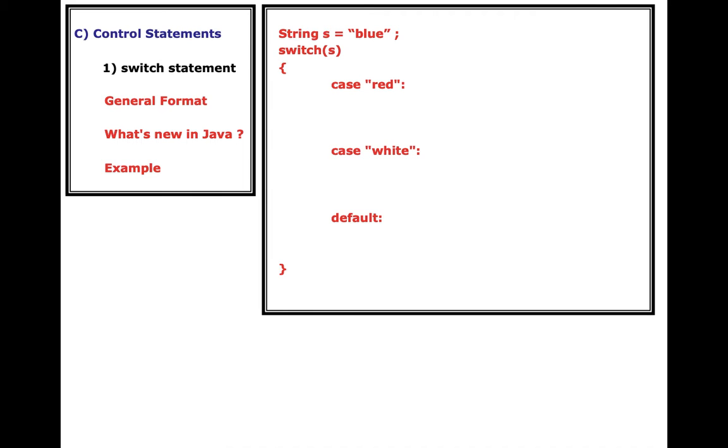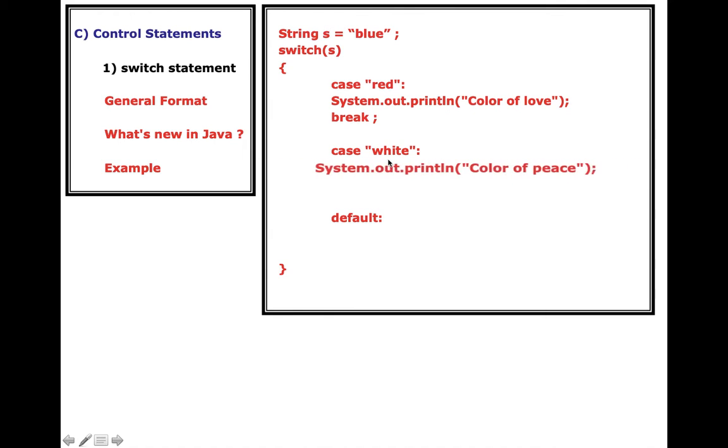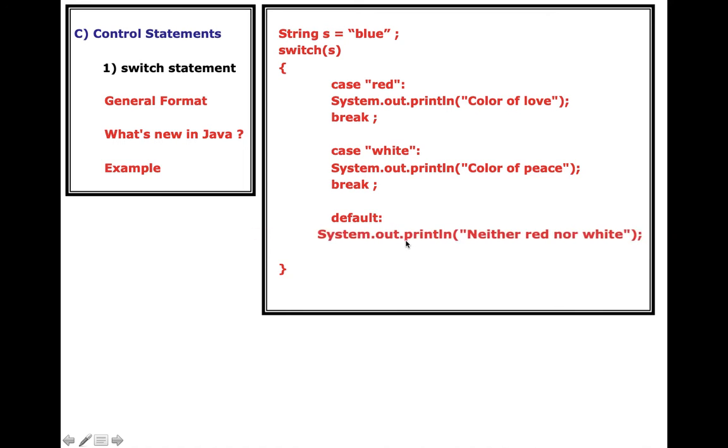No, it is not. So these two statements will not execute. Okay. Now the compiler will check whether the value of s is equal to white. Is it white? No. So these two statements will not execute. Finally, there is a default block. So this s is not equal to red, not equal to white. So the compiler gets fed up and executes the default block.